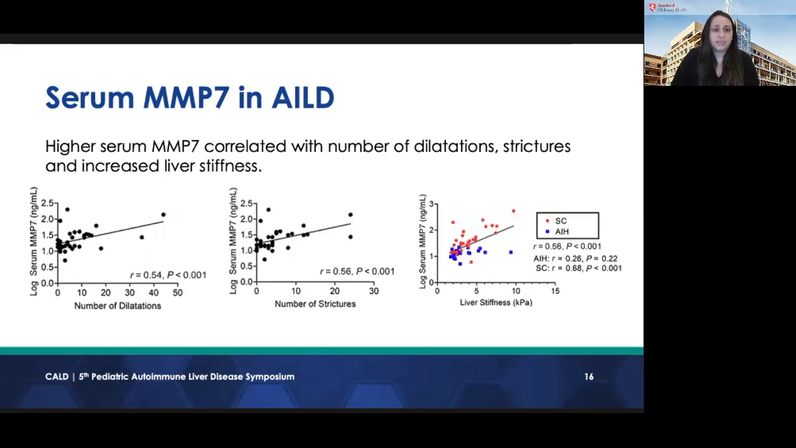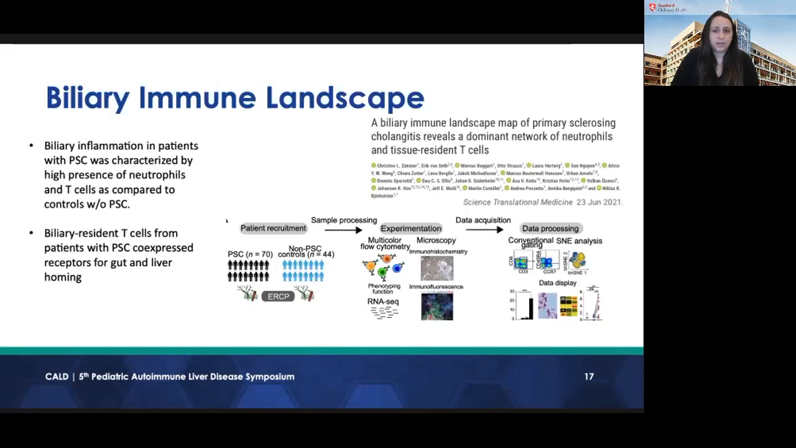Additionally, they highlighted that serum MMP7 correlated with increased number of dilatations, strictures, and increased liver stiffness. This study looked at the biliary immune landscape.